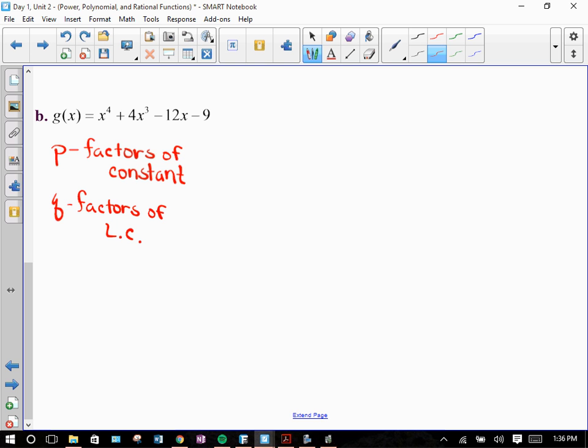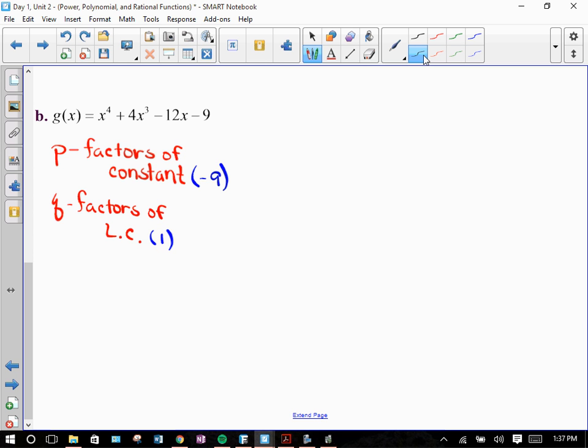Okay, so real quick, what is our constant? -9. Good, -9, not just 9. And what is our leading coefficient? 1. Right. So we need to find the factors of our constant.